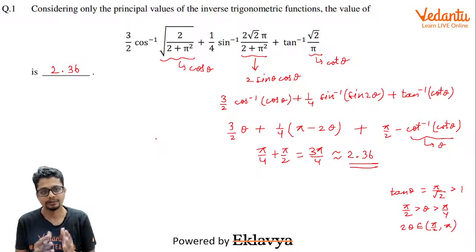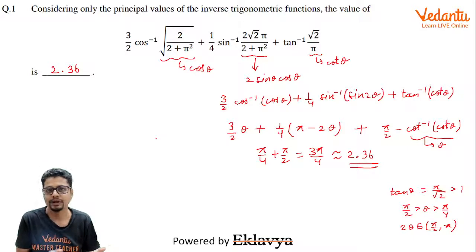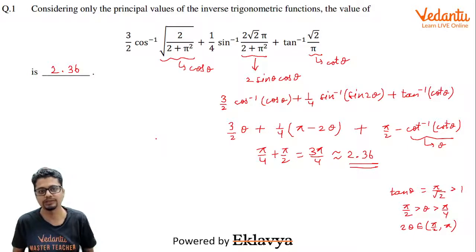and I believe there will be a range that will be provided by the authorities, I mean, those who conducted this JEE Advanced, and even if you, in my opinion, would have given 2.37 or 2.35, your answer would have been considered correct.